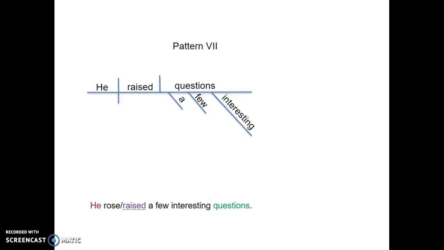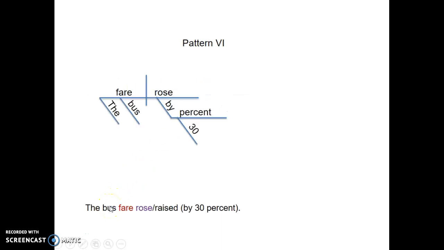The next one we have rose versus raised, and we do have a direct object, questions. So we know we're going to use the transitive verb raised here. So he is our subject, raised is our verb, he raised what? He raised questions as a direct object, and we have 3 modifiers, an article and 2 adjectives modifying questions. So subject, transitive verb, direct object is a pattern 7.